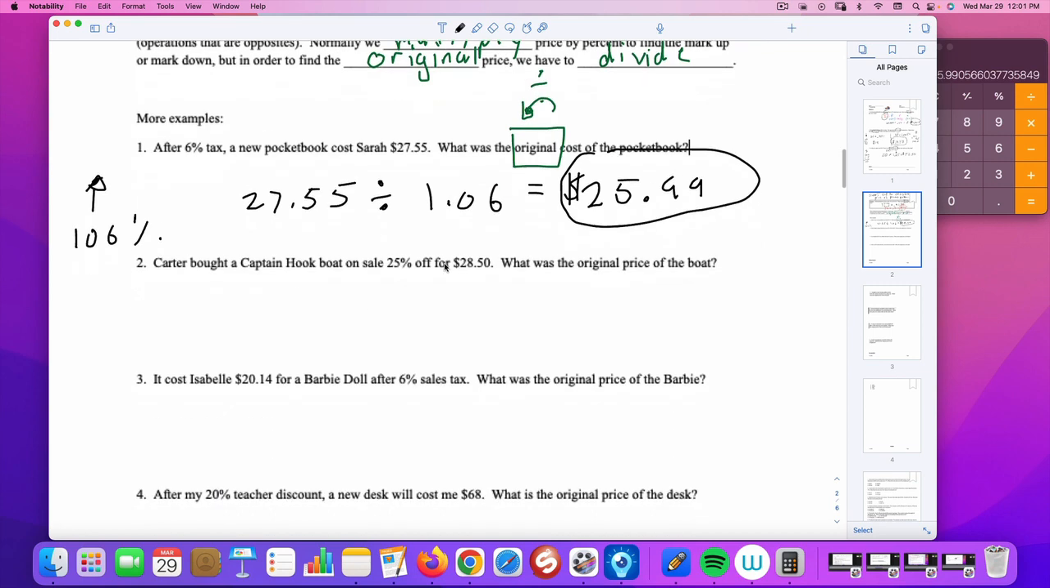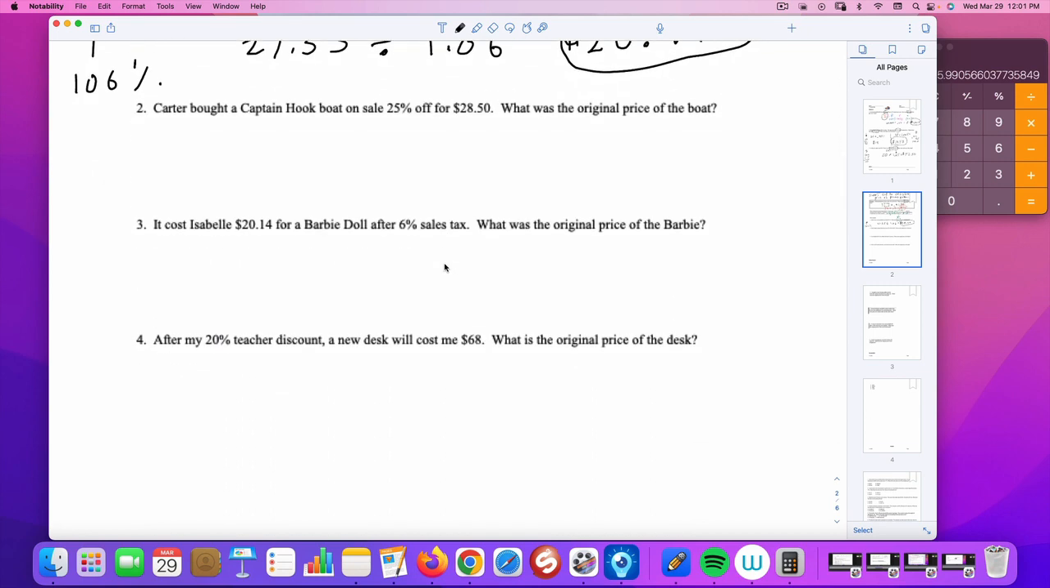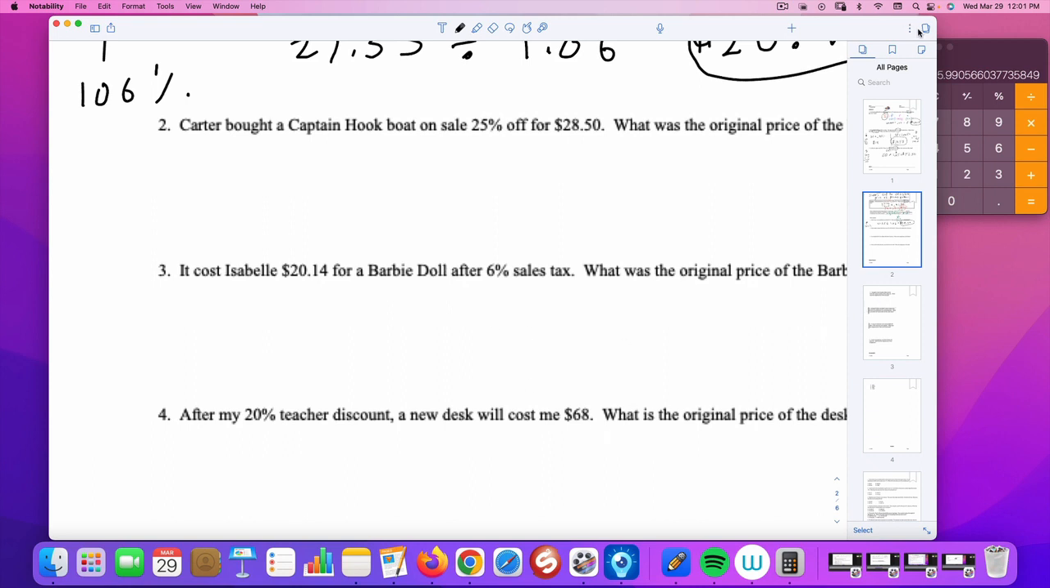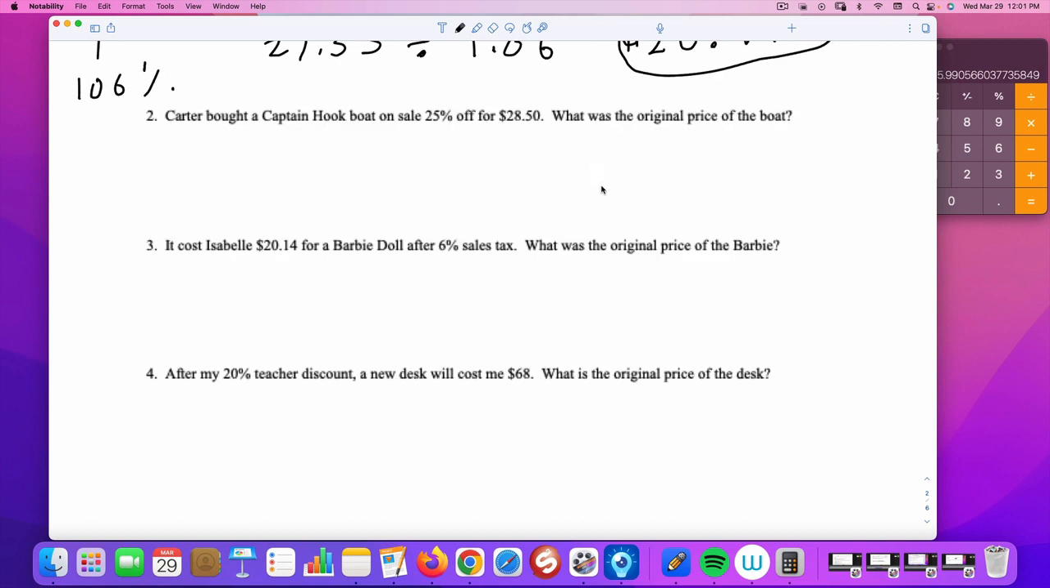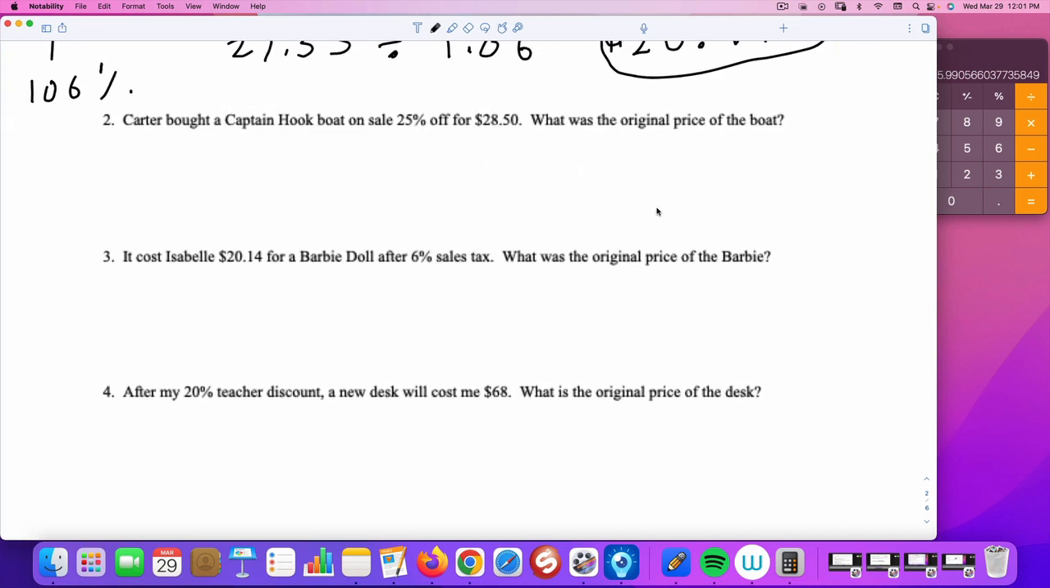Read number 2 for me, please, Corbin. Carter bought a pocketbook on sale, 25% off. You're going to box a keyword. What keyword did you find, Lauren? And it's on sale. Is this a markup or markdown, Kate? Okay. The new price was $28.50. And it should be by 75% or 0.75. What do I do with those two numbers, Jackson?